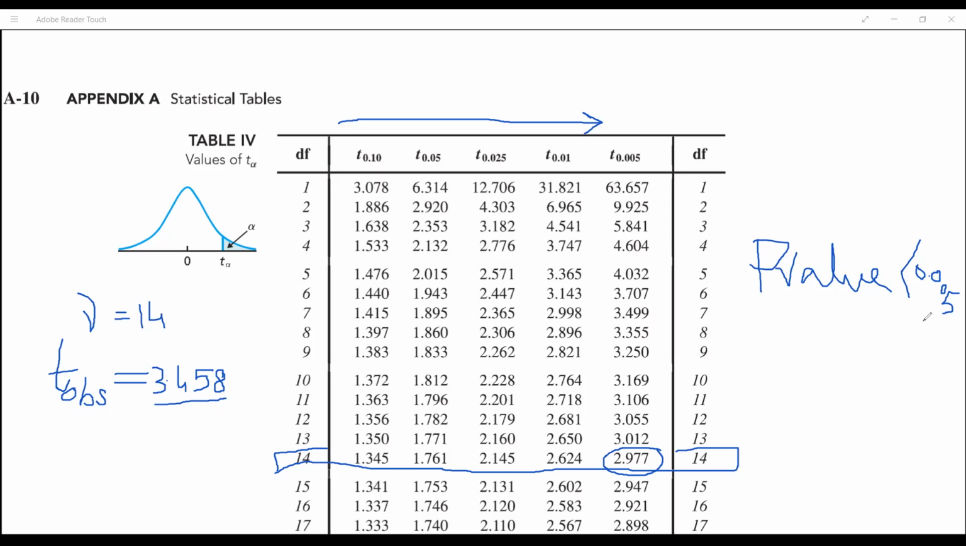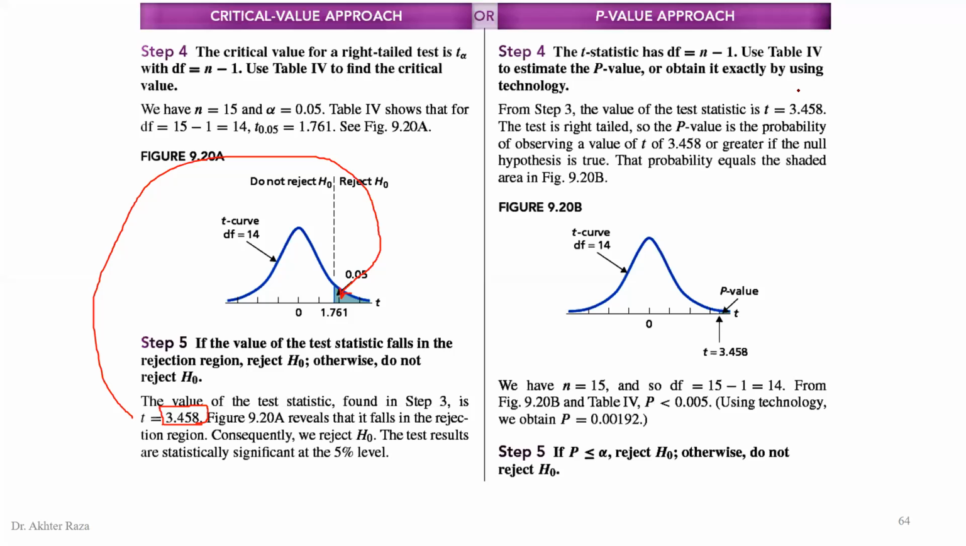The reason is SPSS will give us an accurate p-value. But the table is specific to certain limits, and this can provide us 0.005. Below 0.005, the table is not there. But SPSS will give us the accurate value of this. So my p-value is smaller than this number. You can see p-value is smaller than 0.005.